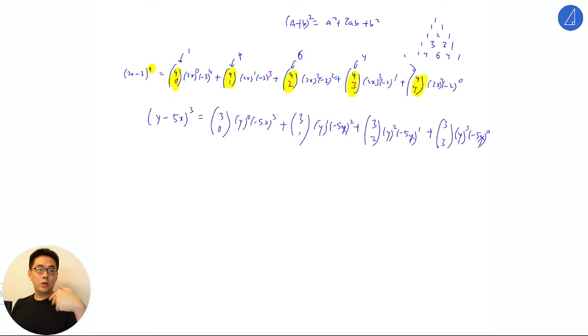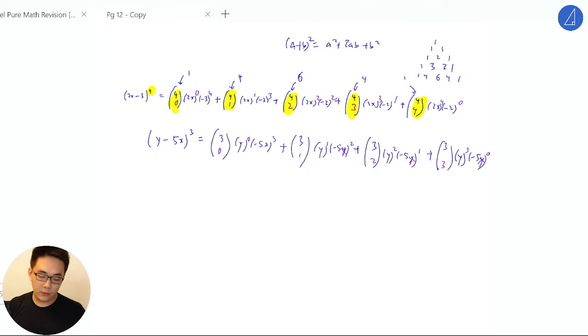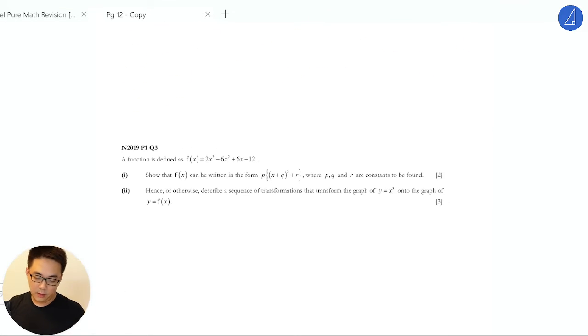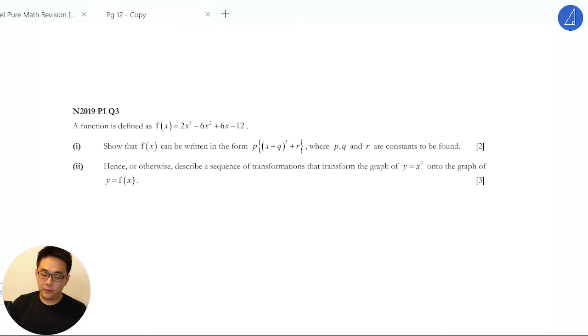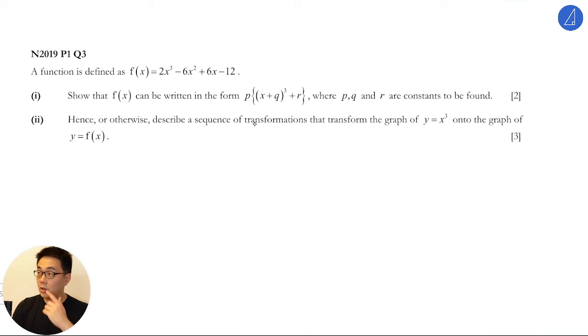Great. So if you look at the subsequent question, which is this one, then how do you do it? Some students get confused and think that this is completing the square. This is actually completing the cube.